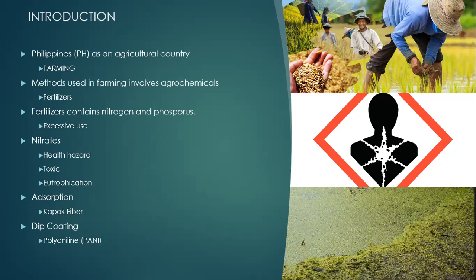medyo naninibago kasi ako na ang daming, how do you say this? Ang daming bullet points. Typically, when you show a slide, parang you have main and then may farming. Methods used in farming, may fertilizer sa ilalim. Fertilizers containing nitrogen and phosphorus, excessive use. Etong mga bullet points na nilagay ninyo, sub-bullet points, yung sa ilalim, farming, fertilizers, excessive use, you can just put that in the notes. Para malinis tingnan.